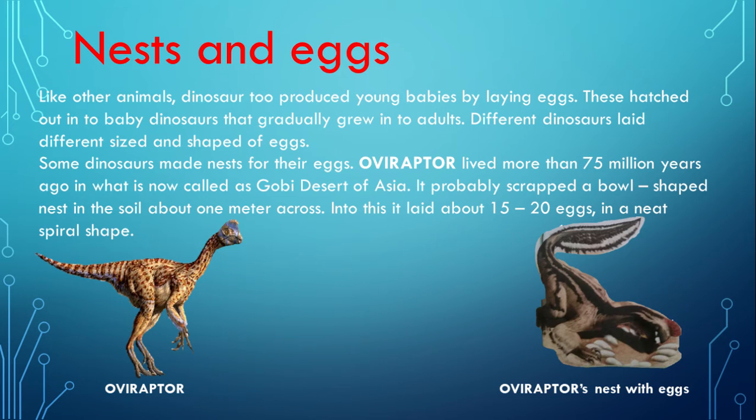Oviraptor lived more than 75 million years ago in what is now called the Gobi Desert of Asia. It probably scraped a bowl-shaped nest in the soil about 1 meter across. Into this it laid about 15 to 20 eggs in a neat spiral shape.